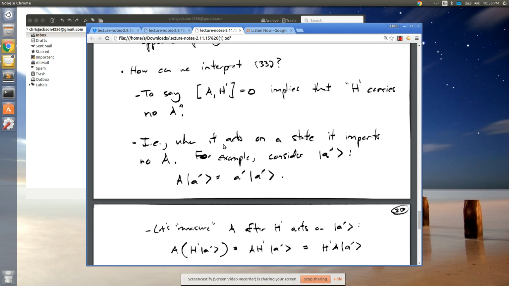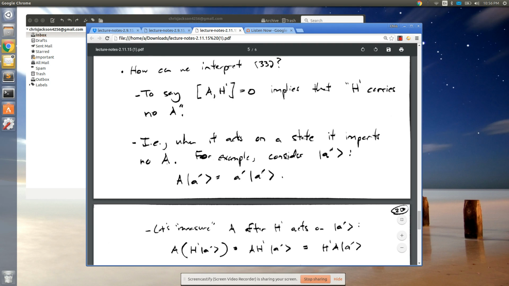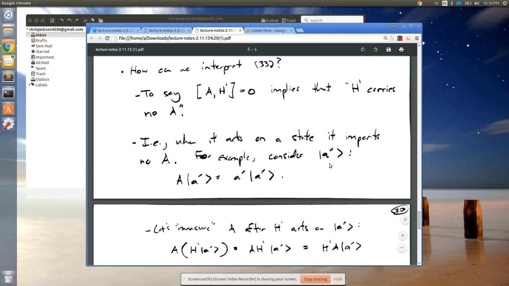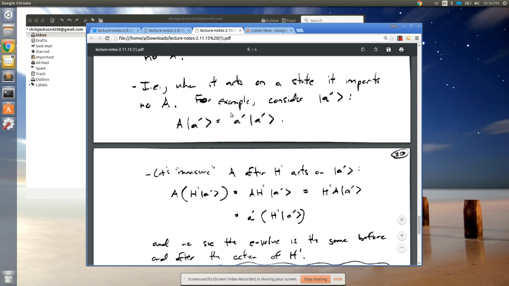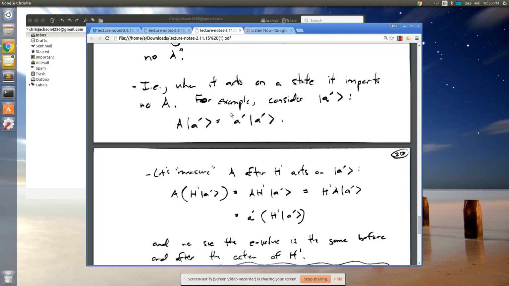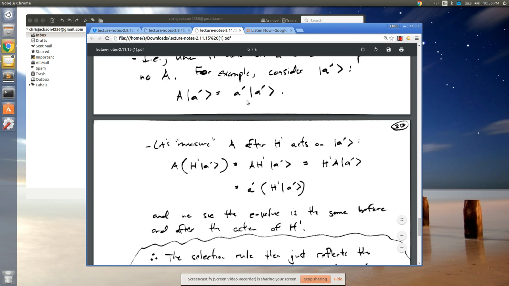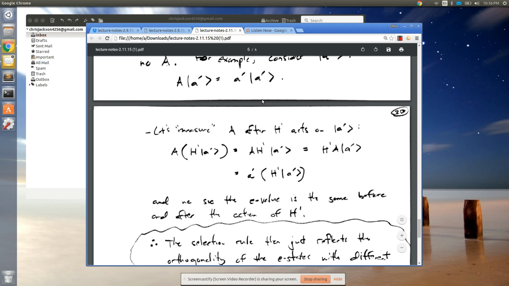Okay, so what it's saying is, when this thing acts on a state, it's not imparting any A, where A is some observable. So that means that, in other words, if I hit H on an eigenket of A, it's not going to change that state. And this is something that we already know, because this is telling us right now that the eigenstates of A and H are compatible, if you guys remember from last semester. Okay, so let's consider this state A prime, and A on A prime gives me a prime times A prime. It's this eigenvalue equation, okay?